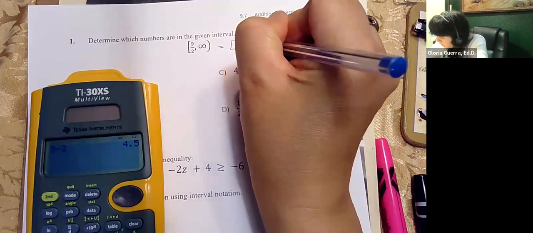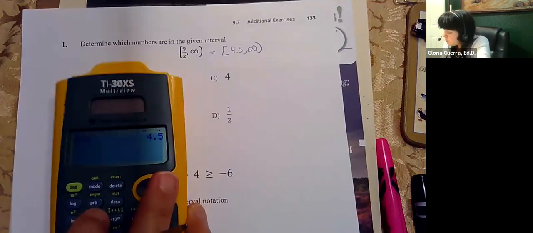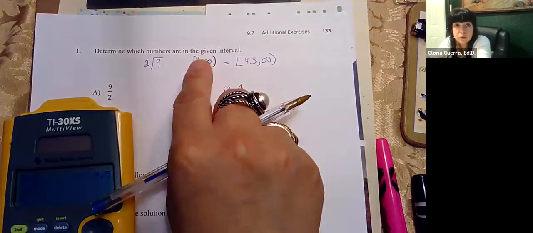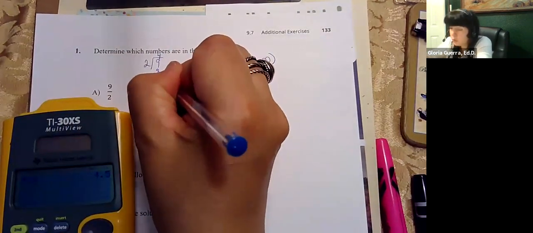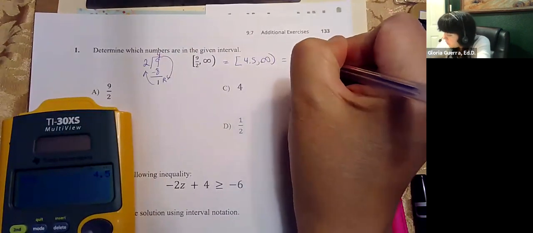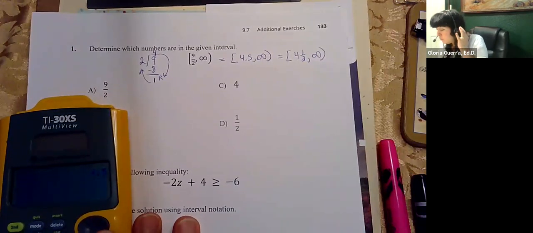So this is the same thing as saying bracket 4.5, infinity, close parentheses, okay? Also, if you wanted to do long division, 9 divided by 2, because the numerator goes inside the house. 2 goes into 9 about 4 times. 4 times 2 is 8. 9 minus 8 is 1. That's your R, your remainder. And this goes clockwise. So this would be 4 and 1/2. So another way to write this is bracket 4 and 1/2, comma, infinity. Close that. Okay.